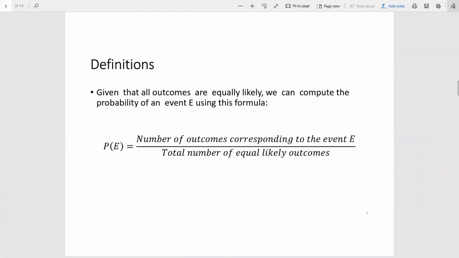Continuing with the definitions, given that all outcomes are equally likely, we can compute the probability of an event E using the formula. You take the number of outcomes corresponding to the event that you would like to see happen, divided by the total number of equally likely outcomes.